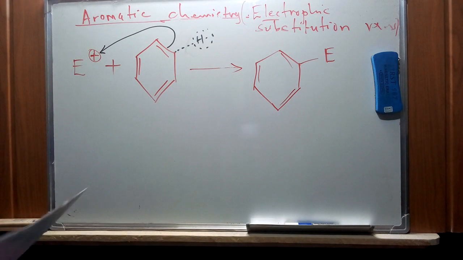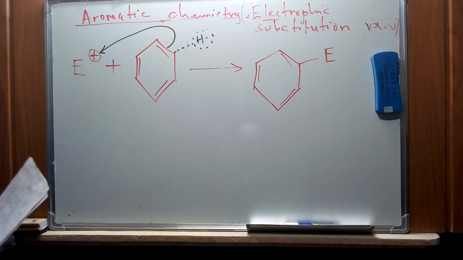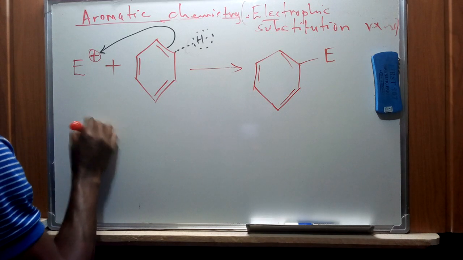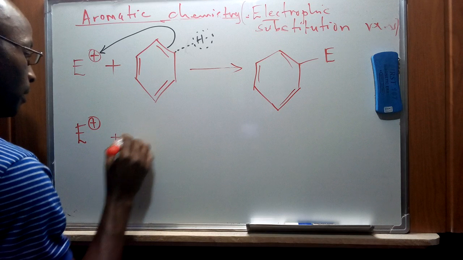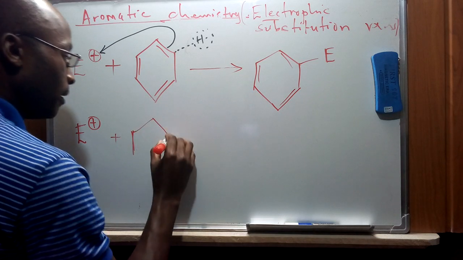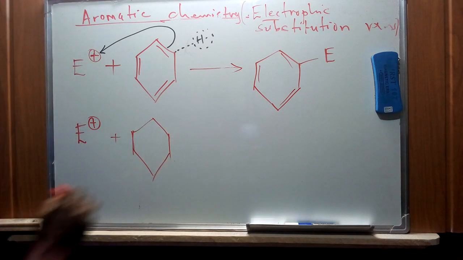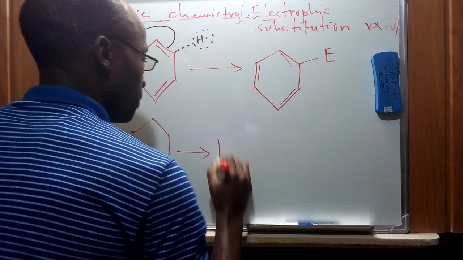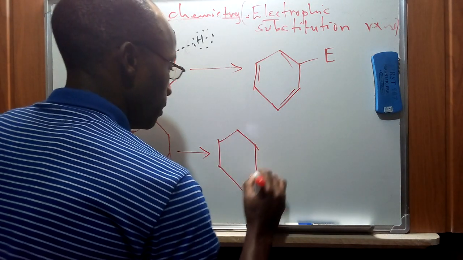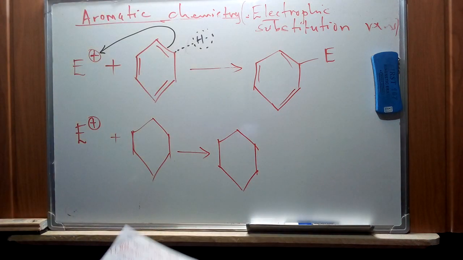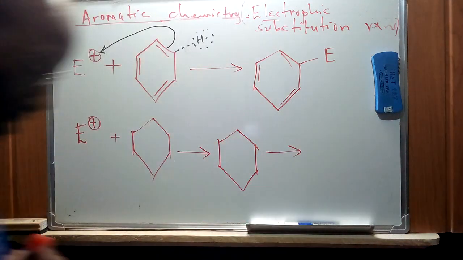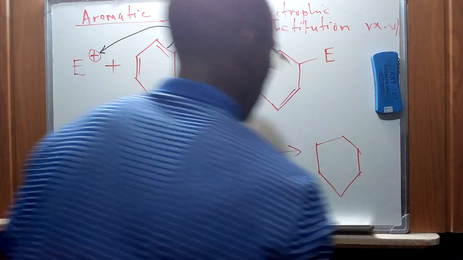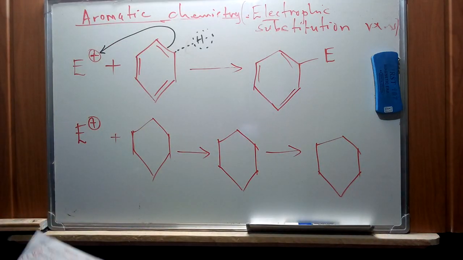So I'll just do a quick demonstration. Still, I'm going to use that representation that I've given above. I talked about the concept of an intermediate species. There's going to be an intermediate species formed at that particular point before we have a final product, which is going to be an electrophilic substituted aromatic compound.